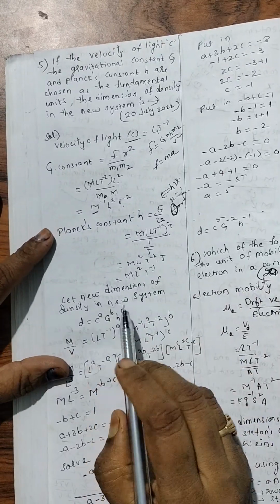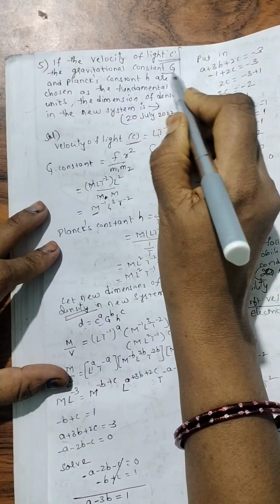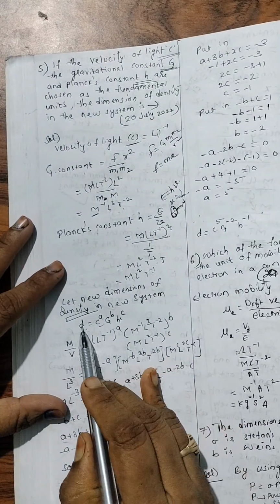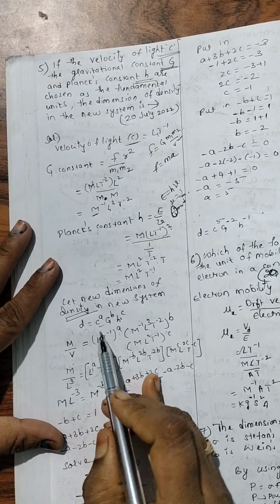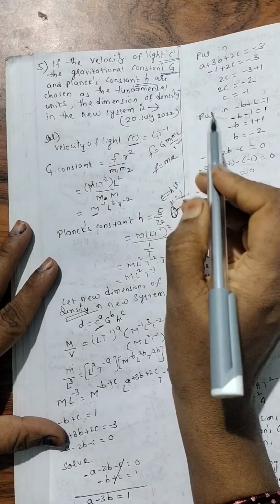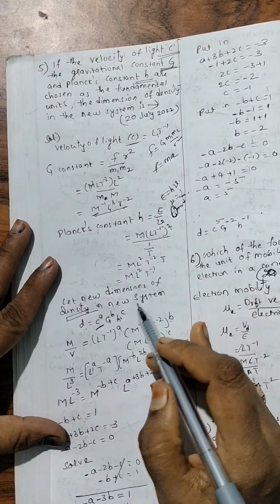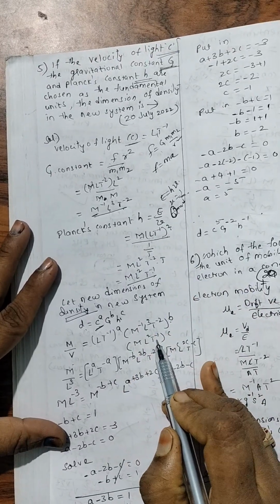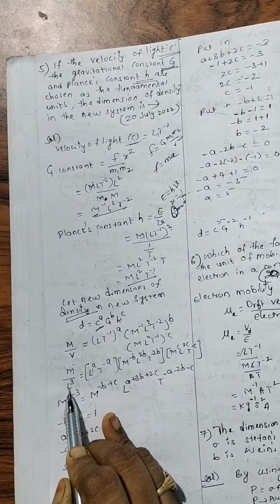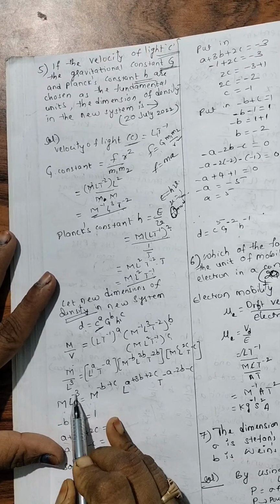Now the new dimensions for density, let us write as C to the power of A, G to the power of B, H to the power of C. Density means mass by volume. For C we got L T minus 1 whole to the power of A. For G we wrote M minus 1 L cube T minus 2 whole to the power of B. Next H is M L square T minus 1 whole to the power of C. Volume means L cube, length into breadth into height. Now this can be written as M, and 1 by L cube is written as L to the power of minus 3.